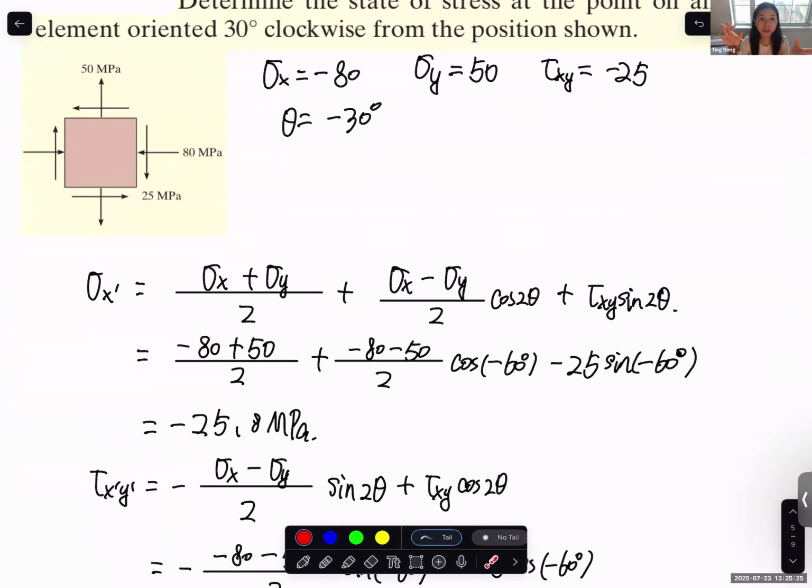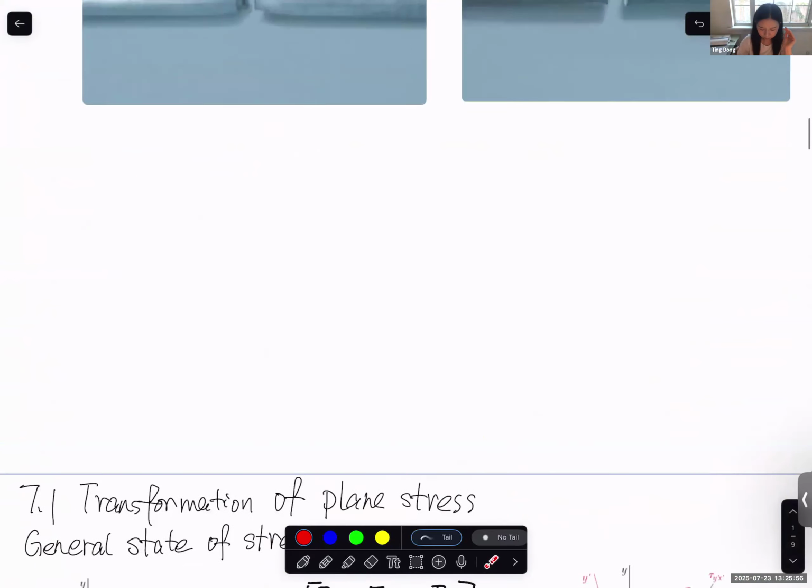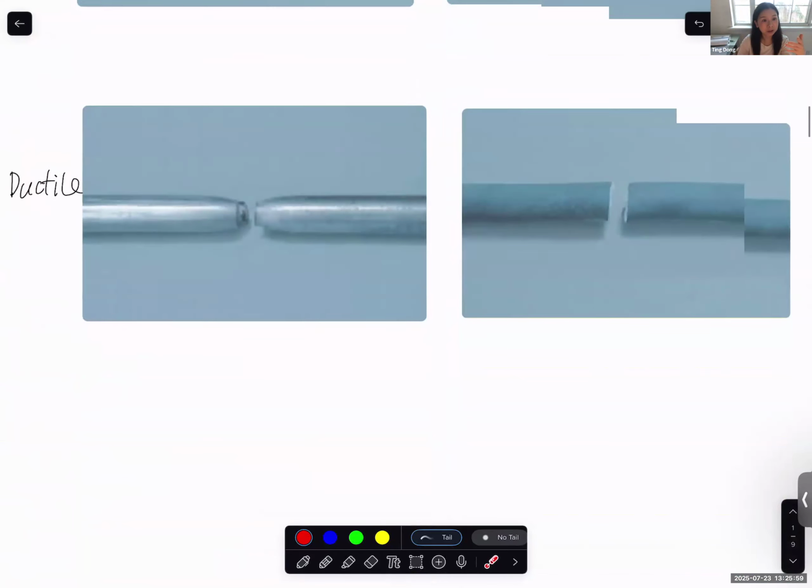Let's say if we have a brittle material, because as I mentioned, brittle material breaks because of normal stress, right? It's breaking the bonds between the atoms. So for brittle material, we want to know at what rotation angle the normal stress would reach the maximum. So that is our main concern. And we know that if this structure would fail, it will fail in that inclined plane, which I can use this one to explain later, like why it fails in a certain plane.